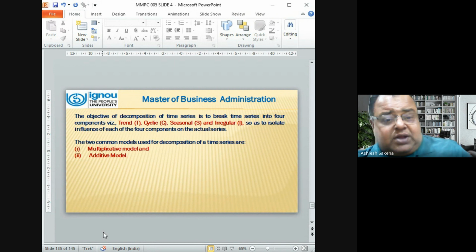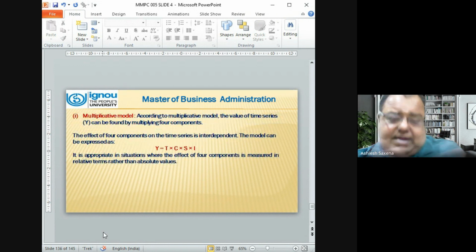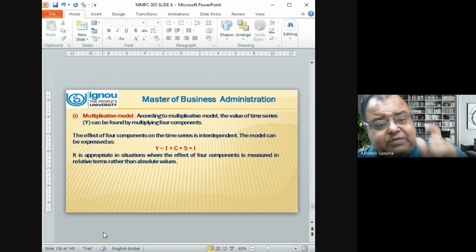The two common models used for decomposition of the time series are the multiplicative model and the additive model. In the multiplicative model, we multiply all these four factors. And in the additive model, we add all these four factors. Multiplicative model, as per the name, that is Y is equal to the product of all the four factors, that is T into C into S into I. It is appropriate in situations where the effect of the four components is measured in relative terms rather than absolute values.